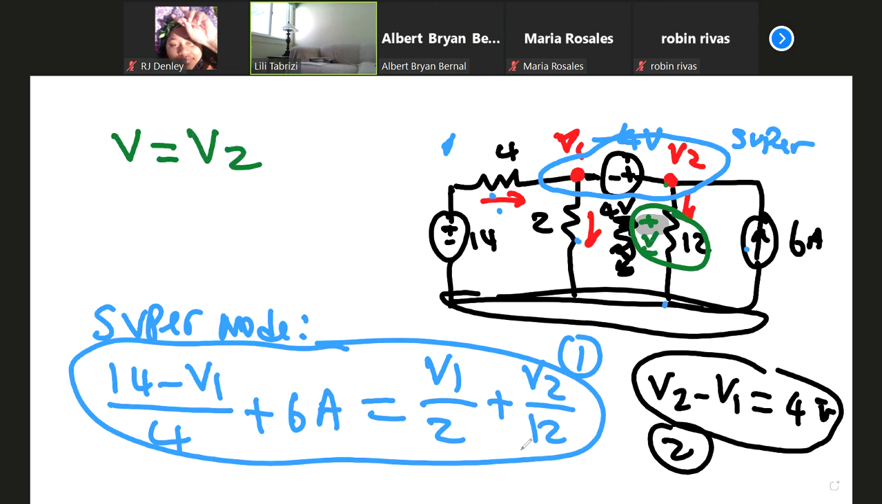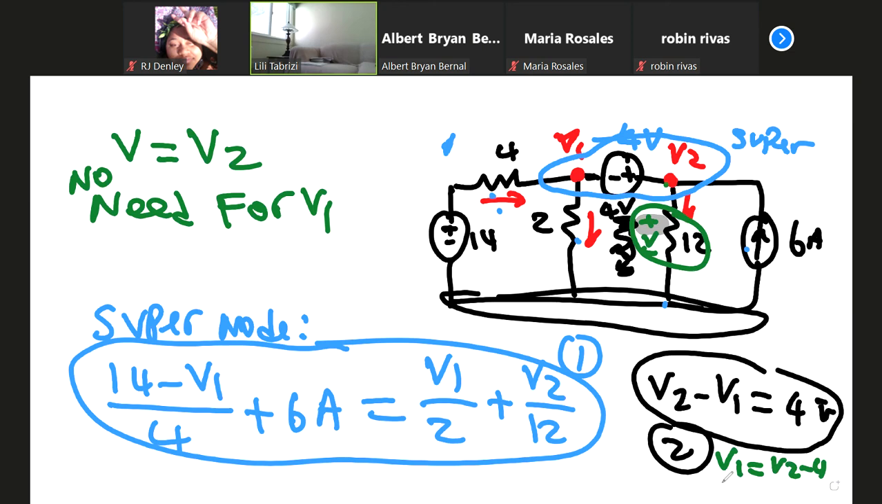So from these 2 equations, you don't need V1. In mathematics, if you don't need any variable, get rid of it. So from this equation, V1 is equal to V2 minus 4. Take V1, substitute it back here and here, get rid of the denominator, and solve with V2. And V2 is equal to the answer.